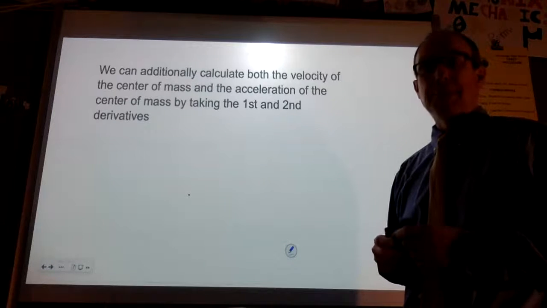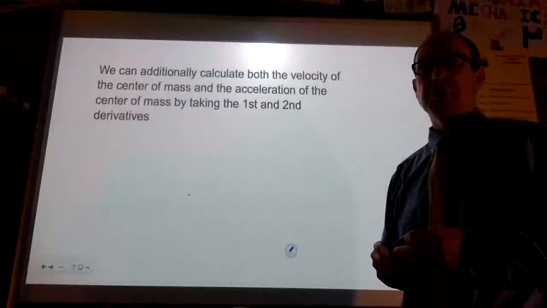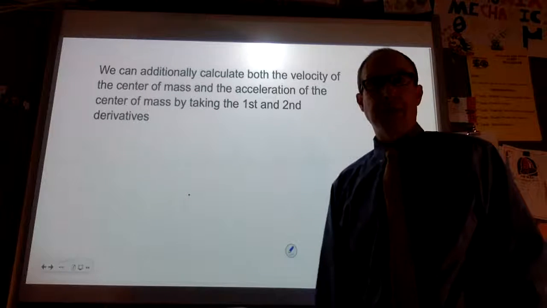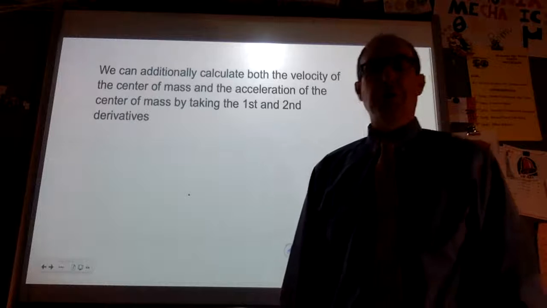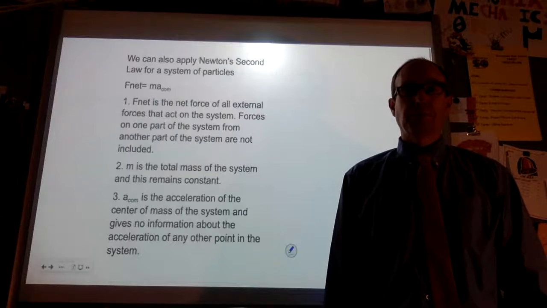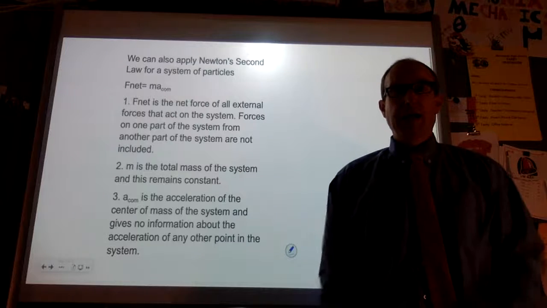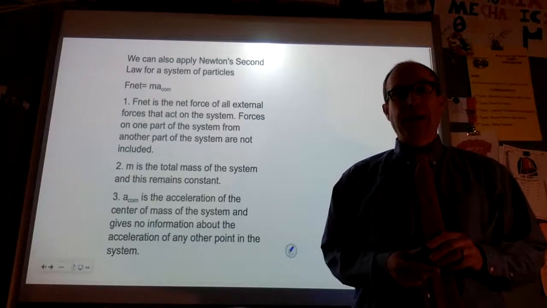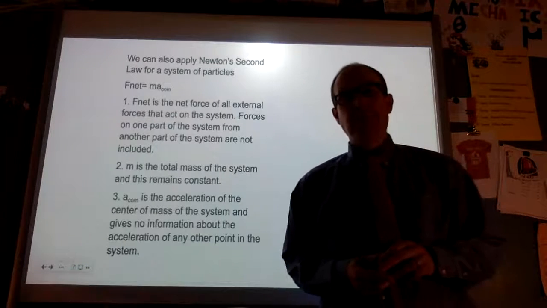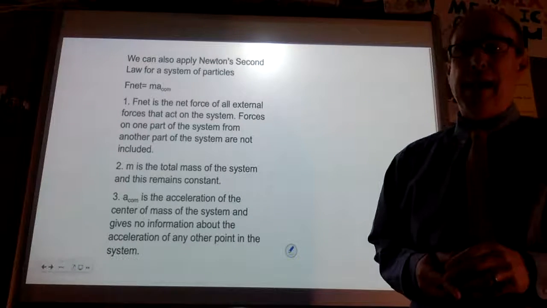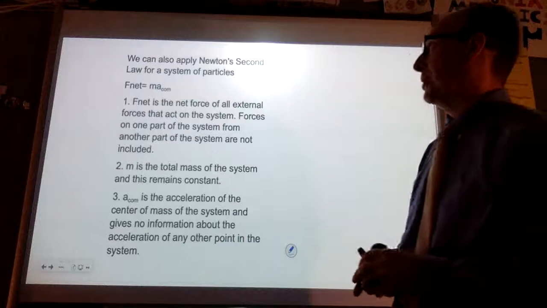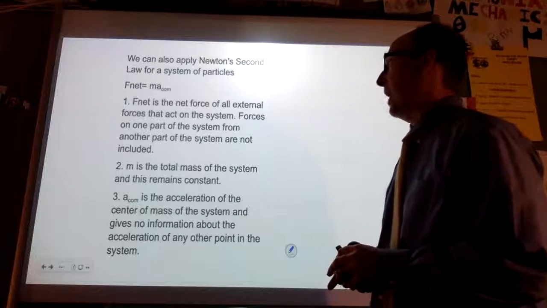We looked at the position of the center of mass. We can also look at the center of mass velocity and the center of mass acceleration, and we're just going to do that by taking the first and second derivatives. And so we're going to be able to apply the second law to this, and we can say that F net is really equal to M a center of mass. This is going to be the same thing for circular motion.